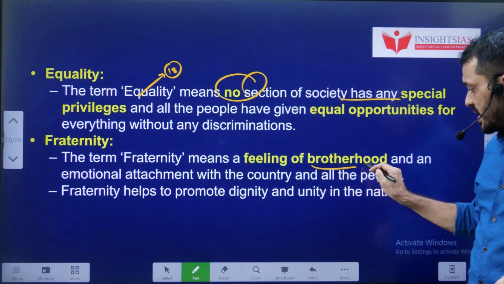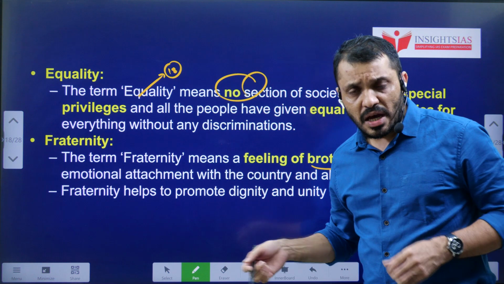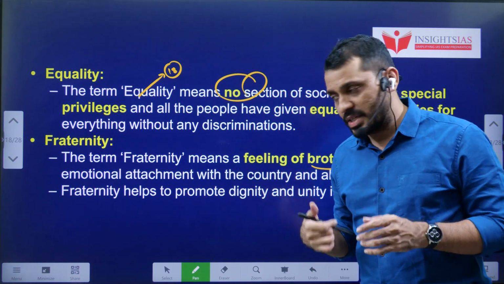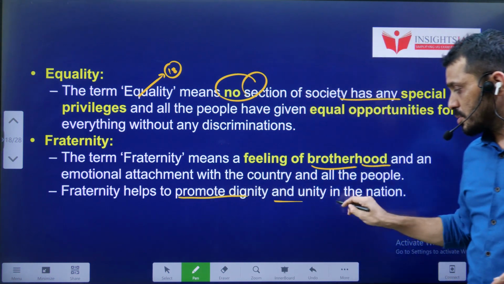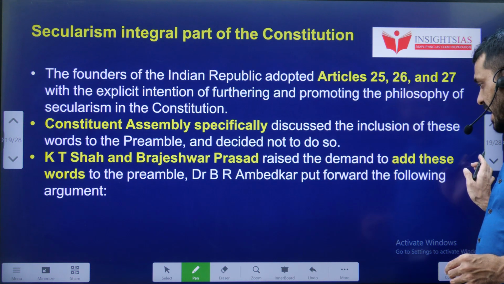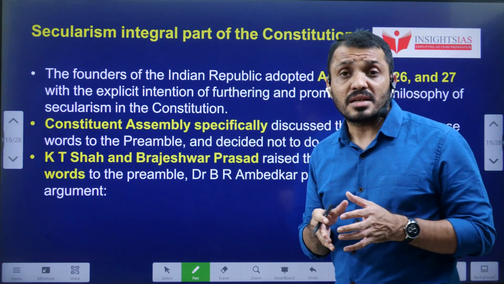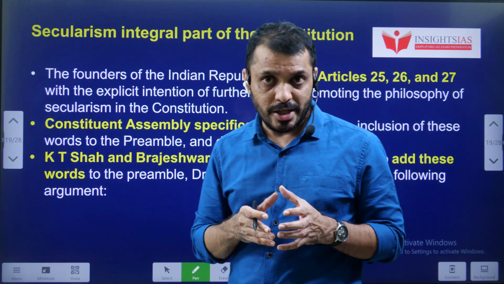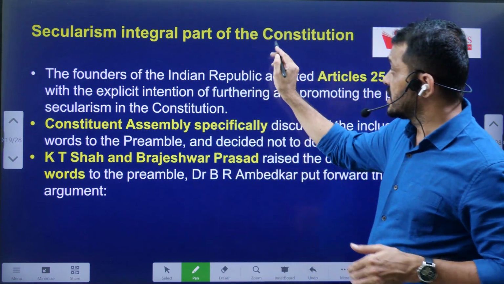Fraternity means a feeling of brotherhood and an emotional attachment among the Indian citizenry. It also helps to promote the dignity and unity of the nation. So these are the objectives the Indian Constitution wanted to achieve. Finally, next, secularism.